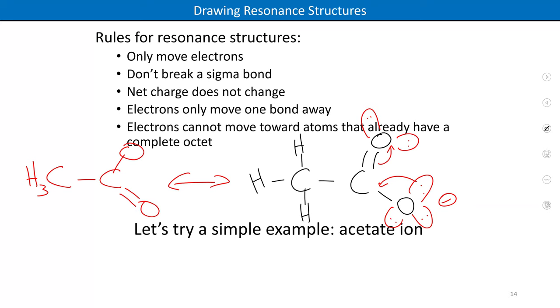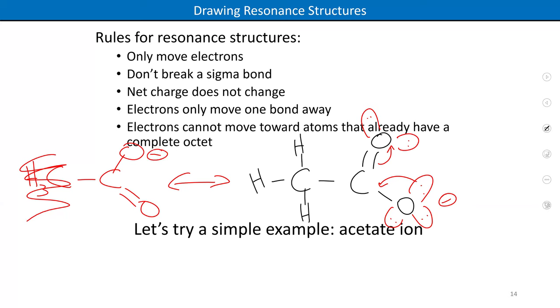Sp3 nitrogens and oxygens are different. This oxygen looks like it should be sp3 because it's got a full valence and no pi bonds, right? But it can delocalize one of those lone pairs in order to spread it out a little bit, because it's a lone pair. If it was all sigma bonds, you couldn't do that. So an sp3 carbon, always a hard no when it comes to resonance. We don't need to worry about this over here when it comes to resonance.